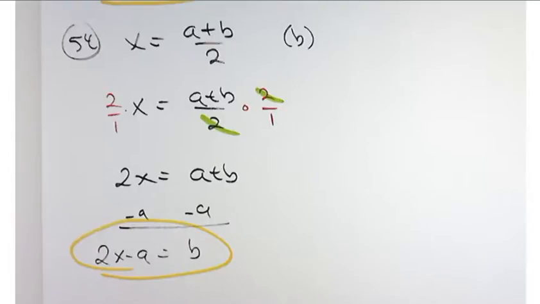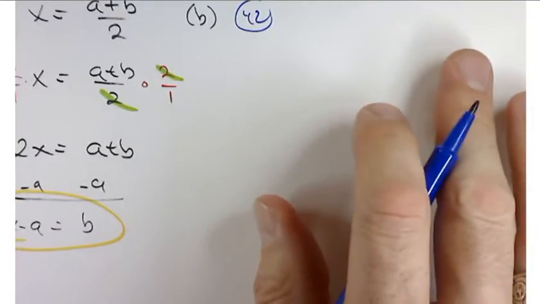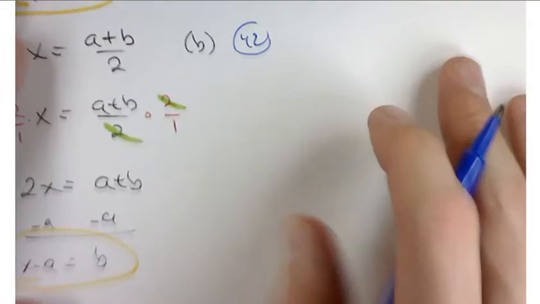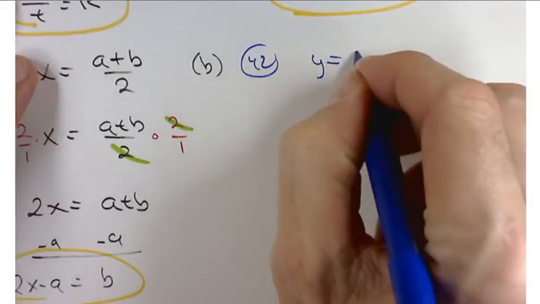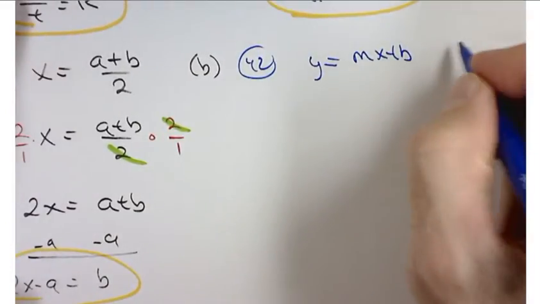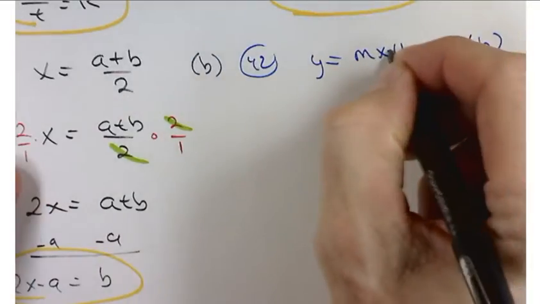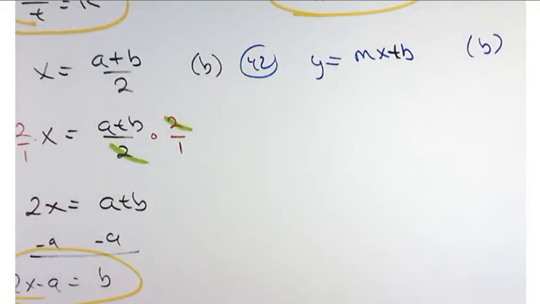Problem 48. No, let's see, 42. My bad. y equals mx plus b. So this is actually an equation we're going to see later in this course. It deals with the equations of lines, graphs of lines. It's what's called slope-intercept form. Let me make that a little bit more clear. That's y equals mx plus b.